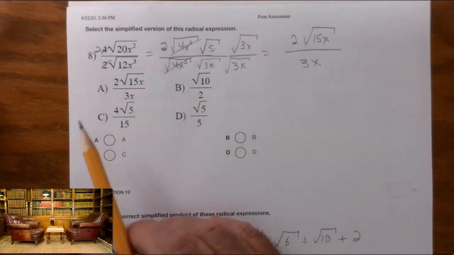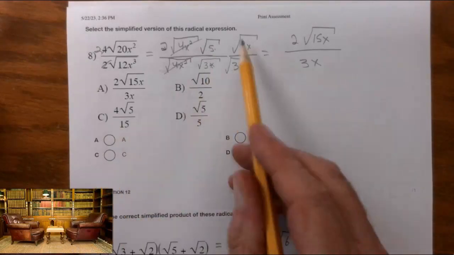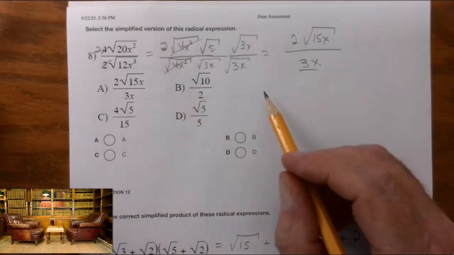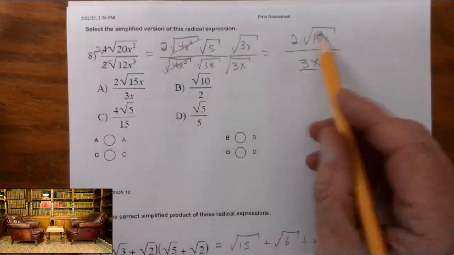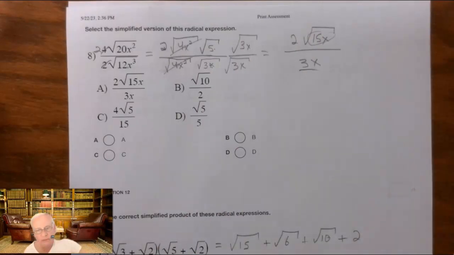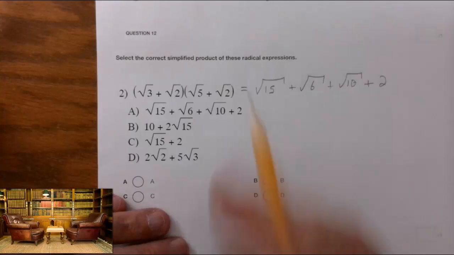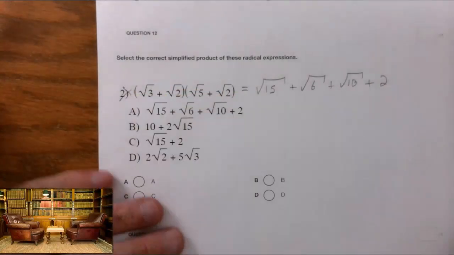But I got to get rid of this. So I multiply the top and the bottom by the square root of 3x. So this is the bottom. 5 times 3 inside now is 15. Leave the 2 on the outside. This is 12. Again, don't worry about this thing.